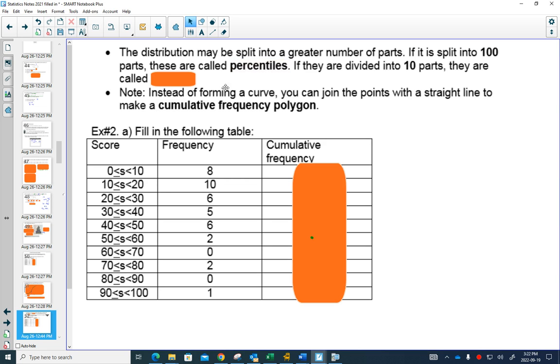So if we split things into 100, we call those percentiles. Less commonly do you hear things called deciles, but it is a word.